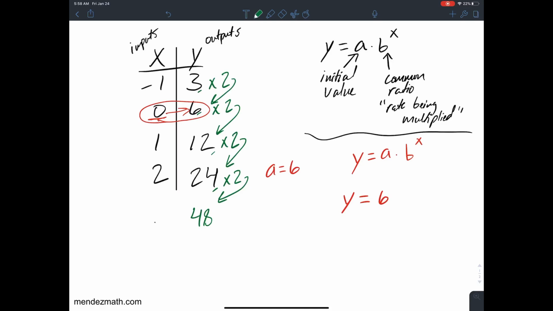Okay, so it's pretty safe to say that 24 times 2 will give us 48. And that would be our next output there. Okay, and so forth. We continue the pattern if we wanted to. So our common ratio, our B, will be 2. And we can go ahead and just write that in, and add the exponent. And there's our exponential function.